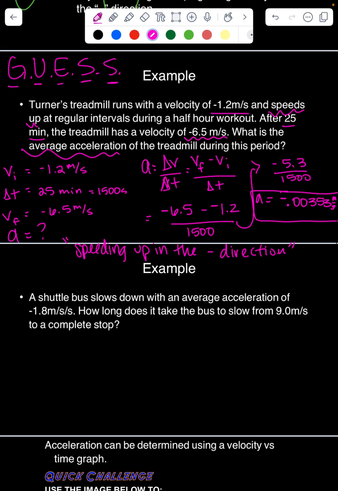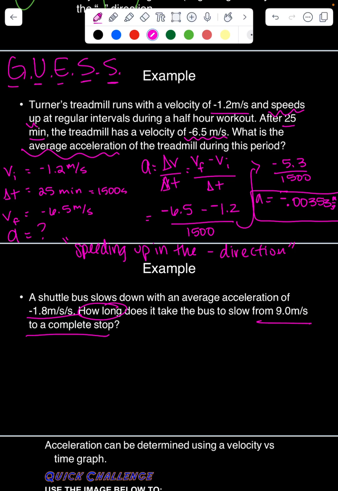All right, so let's try another one. A shuttle bus slows down with an average acceleration of negative 1.8 meters per second per second. How long does it take the bus to slow from 9 meters per second to a complete stop? So again, we're using that GUESS method. So we write down our givens first.